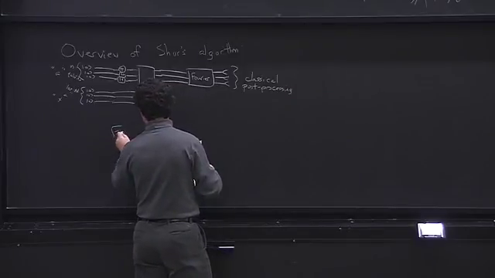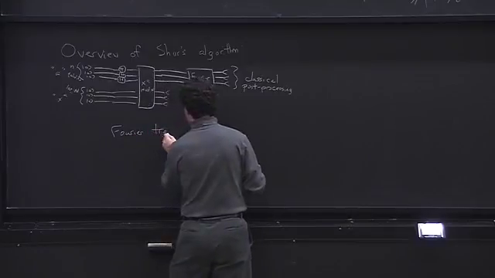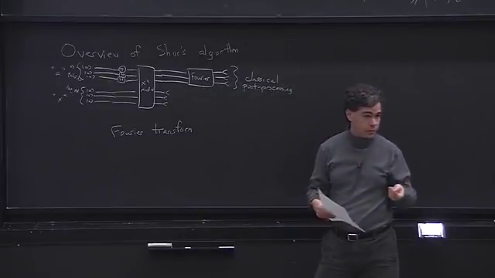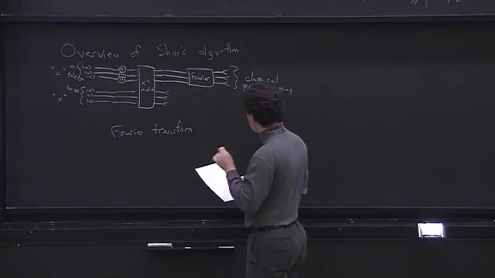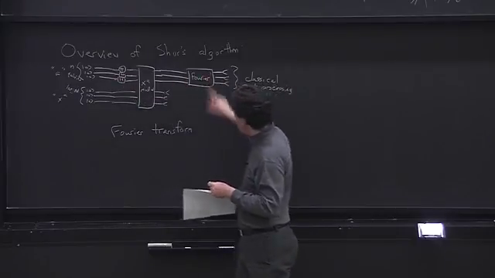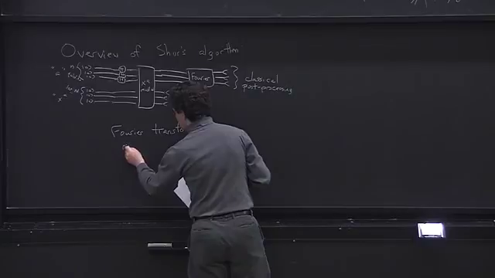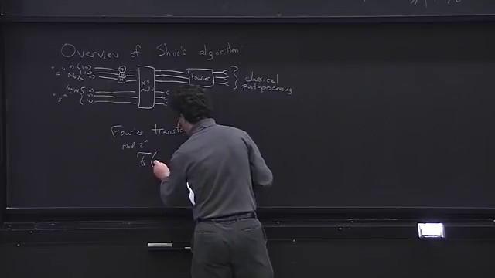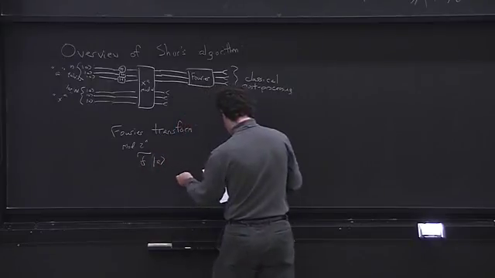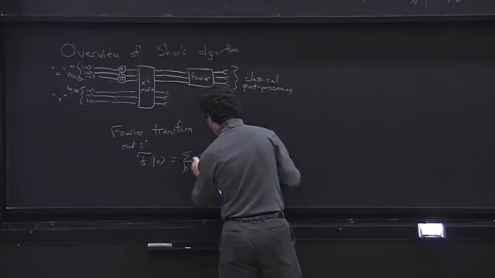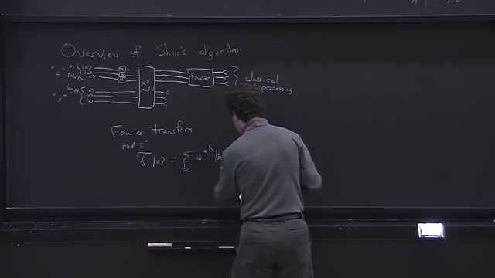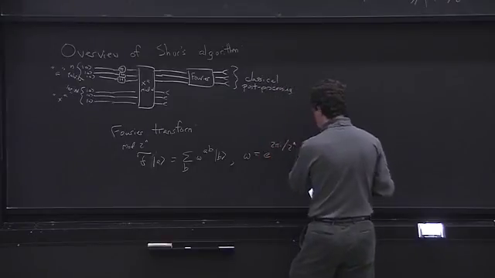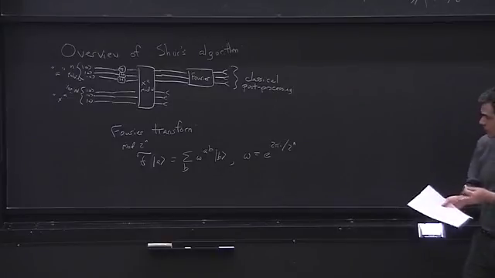The Fourier transform is the discrete Fourier transform, mod n. Sorry, not mod n. This is n qubits, so it's mod 2 to the n. In particular, it's this unitary, applied to the basis state A, it gives us the sum over b of omega to the AB, b, where omega is the 2 to the nth root of unity.